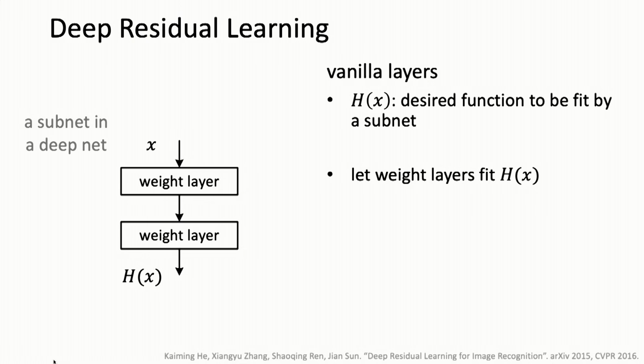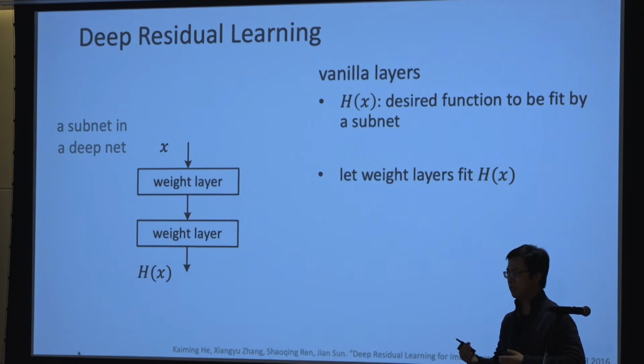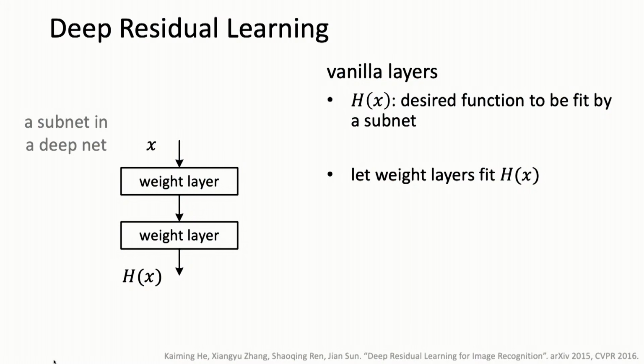Again, let's zoom out a bit and think of a very deep neural network architecture, and then focus on a small subnet inside it. In this illustration, this small subnet has only 2 layers. We use a function H(x) to denote the underlying desired function that is to be fit by this small subnet. In the case of a classical vanilla neural network, the only thing we can do is hope these 2 layers can fit this underlying function H(x).